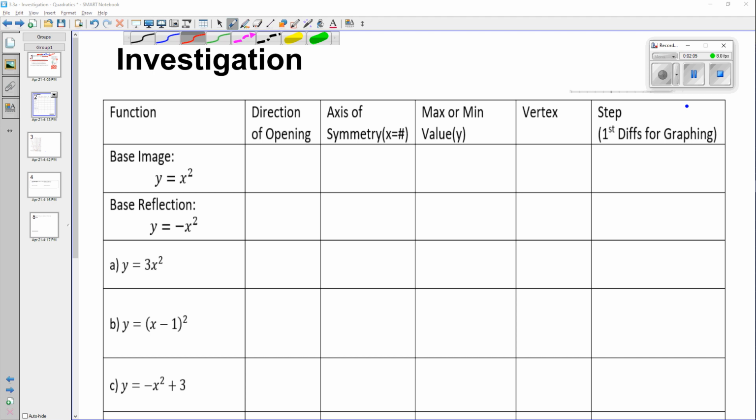type in y equals x squared, and then tell me the direction of the opening, the axis of symmetry, its max or min, tell me if it's a maximum or a minimum value for the y value, and tell me what the vertex is, and then we'll figure out what the steps are. So pause the video, go do that, and we'll talk real quick.